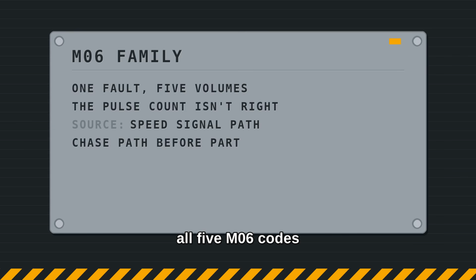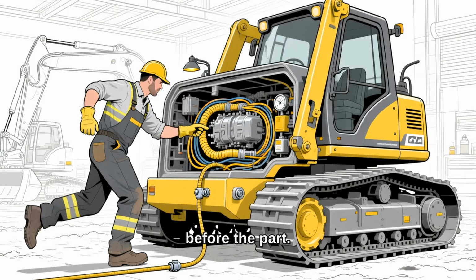Here's the payoff. All five M06 codes are one sentence at different volumes. The pulse count isn't right. So chase the path before the part. Grounds, connectors, pins, then the sensor.